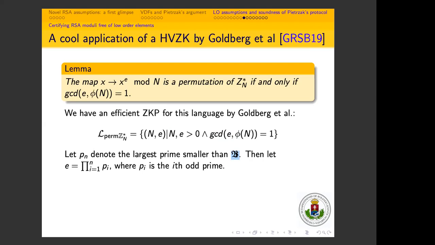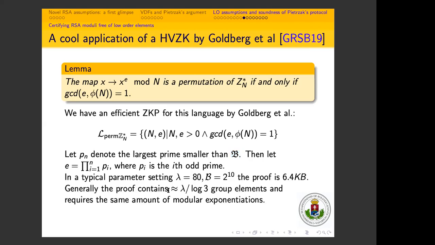So this way I can just use this HVZK, honest verifier zero knowledge proof system by Goldberg to certify that RSA moduli are free of low order elements. And this is super nice because it's a really lightweight proof system. Let's say I have a modulus of 1024 bits, and my security parameter is 80 bits, and I want to prove to you that it doesn't have low order elements smaller than 2 to the 10, then the certification is just 6.4 kilobytes, which is super lightweight.